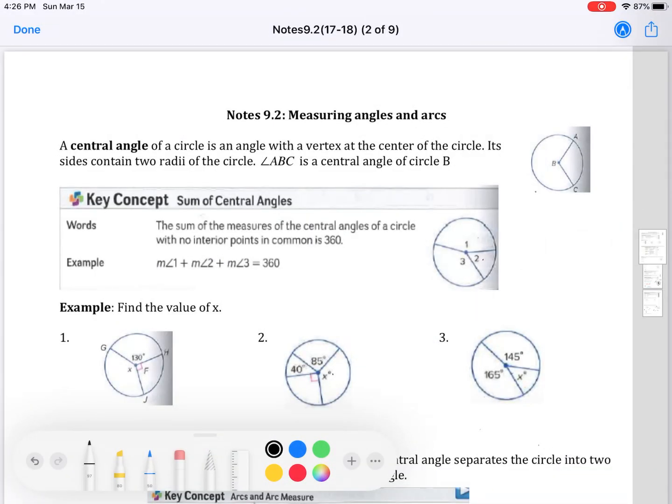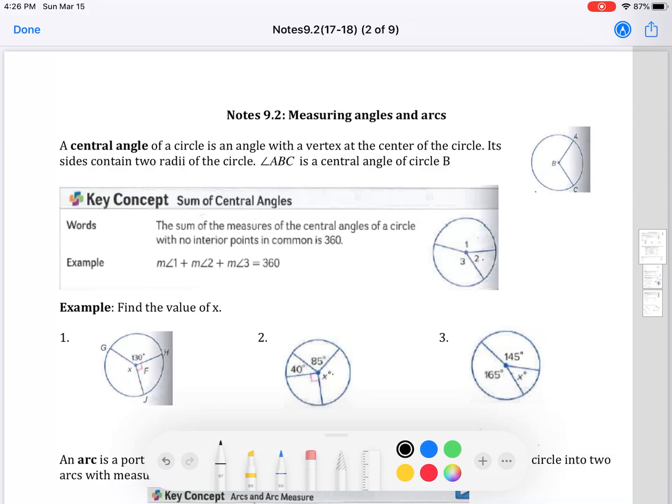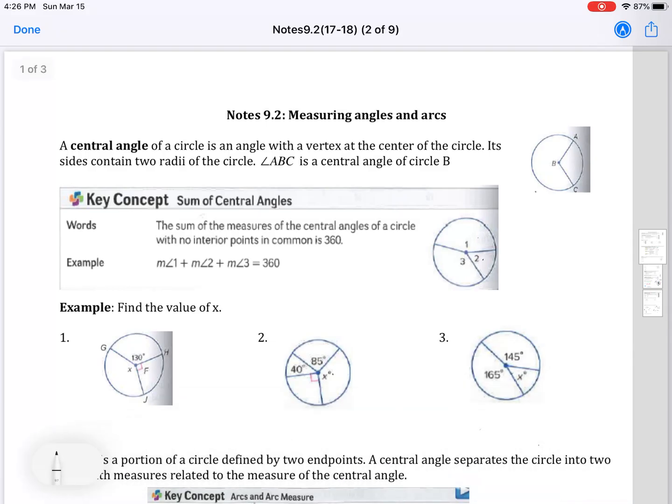Okay, so today we're going to learn about 9.2. I'm going to go over one example at a time for each of these so you guys can view one thing at a time and not have to pay attention to too much.